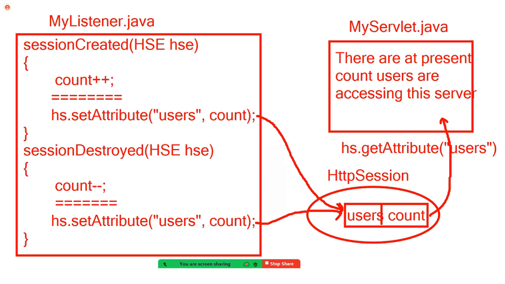This is our task. When a user logs in, count plus plus. When a user logs out, count minus minus. This latest count I'll display here. Okay, write this one. Counting the number of users is different from counting the number of views. Counting the number of views is already one small program, where in the service method we wrote count plus plus. This is different, that is different.